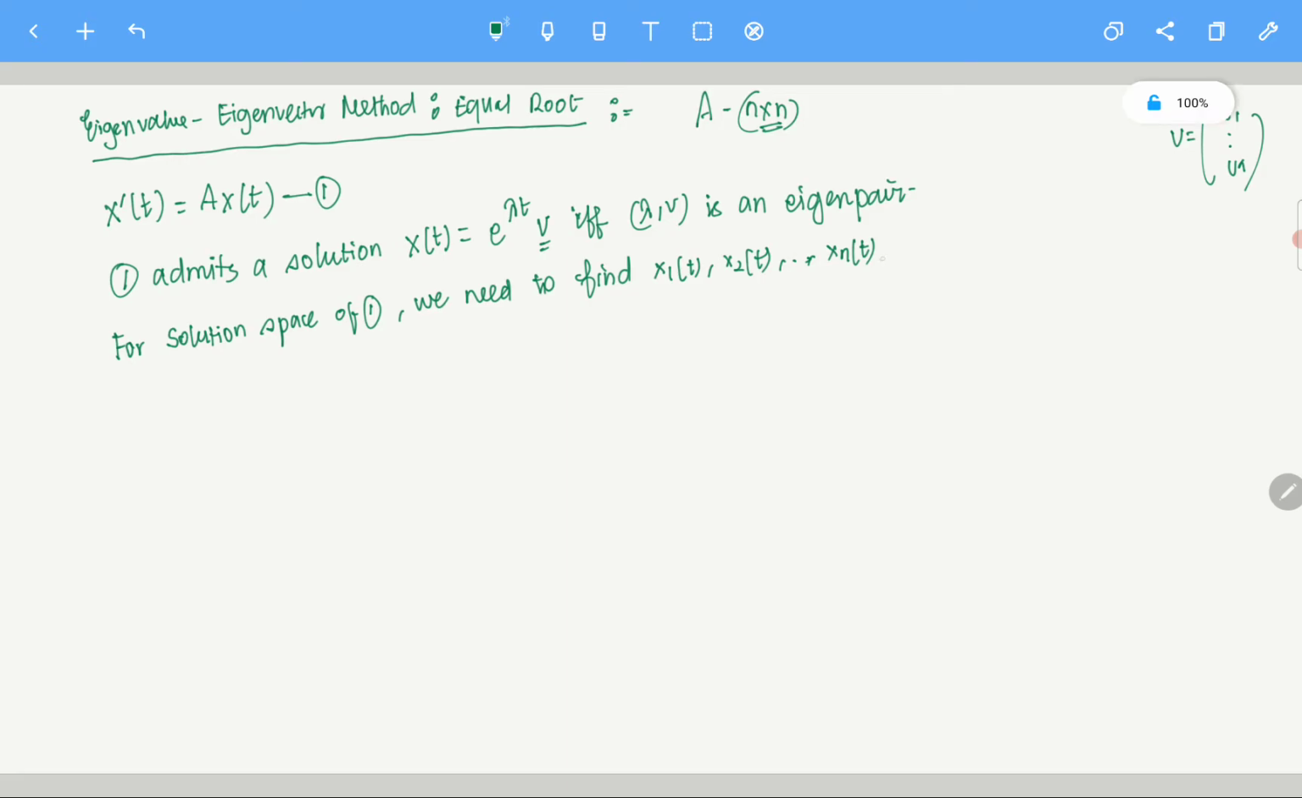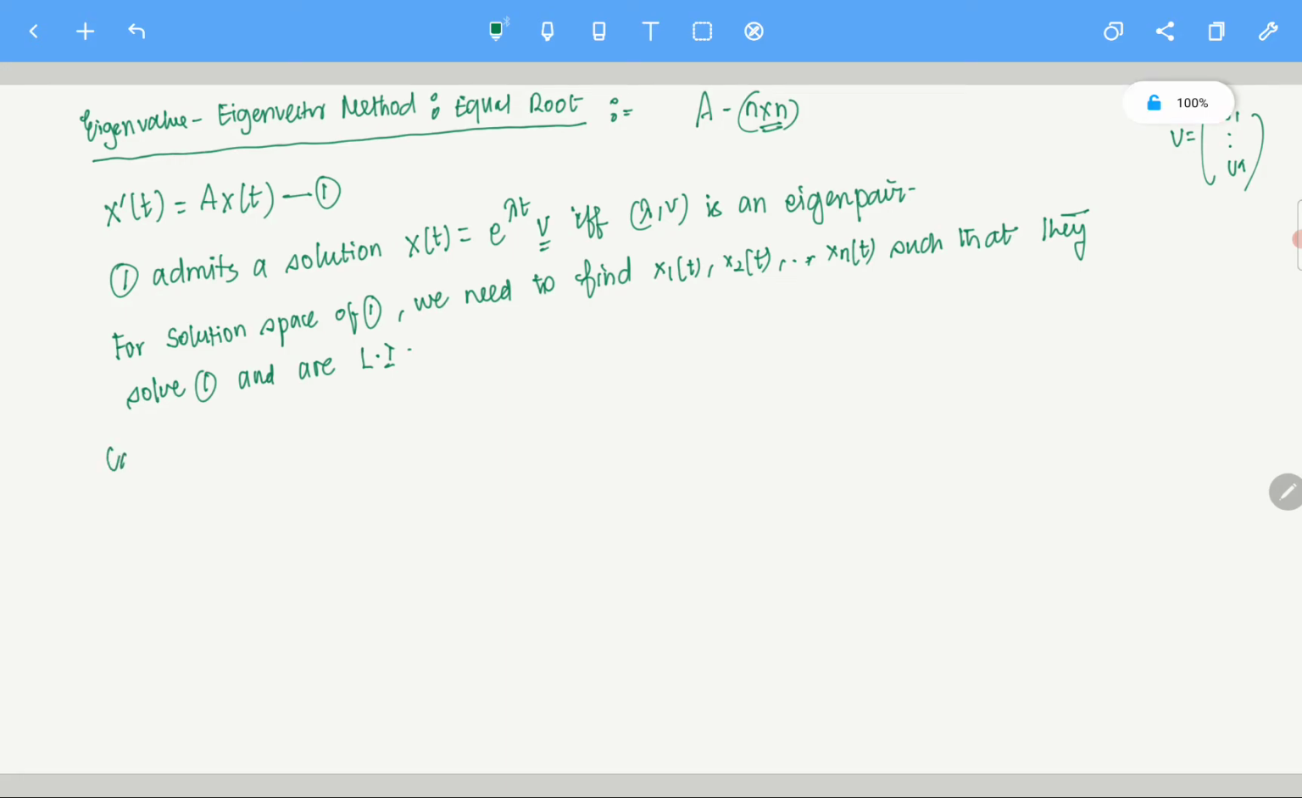So essentially x1, x2, xn will look like this. We need to find x1, x2, xn such that they solve one and are linearly independent. Right? And then one can span x1, x2, xn to get the whole solution space. Okay, now how do I get those linearly independent solutions?